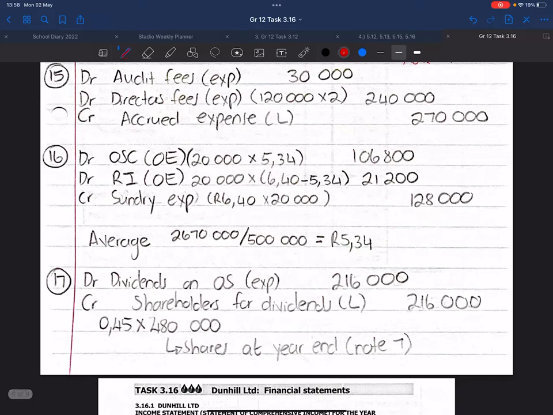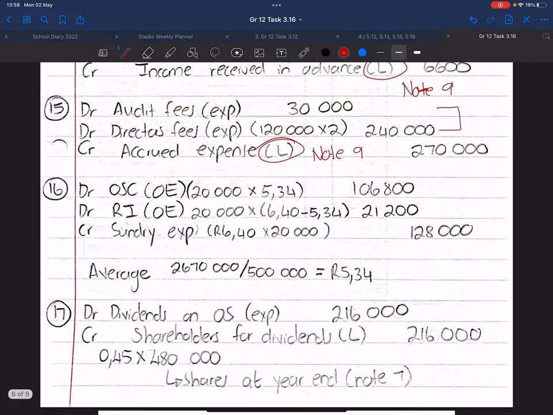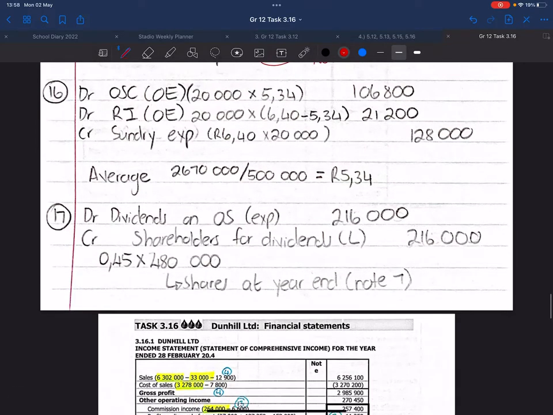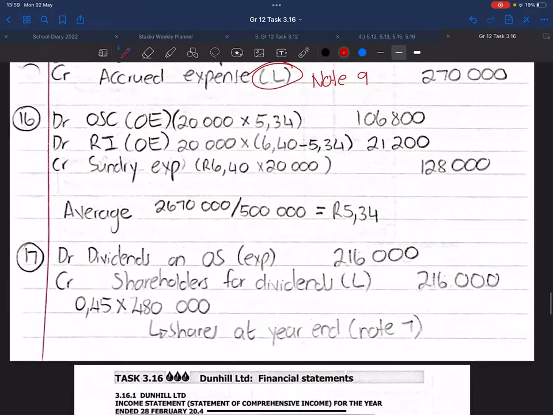Then number 15, these are amounts owed. So it's just accrued expenses, which is note number 9. So these are expenses that still need to be paid, and then you account for the expenses. Then number 16, the directors decided to repurchase 20,000 shares, and the repurchase price was R6.40 per share. So we've done this before.